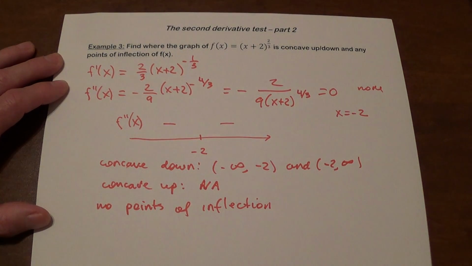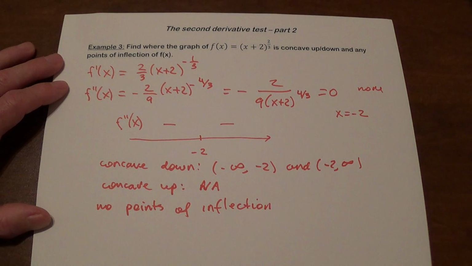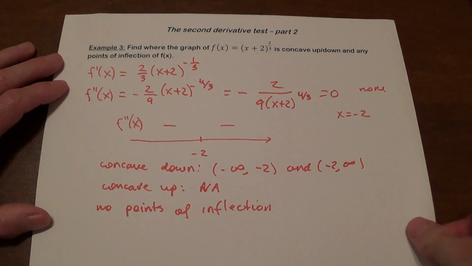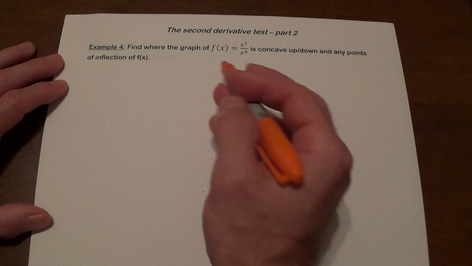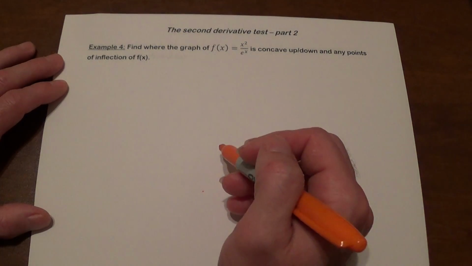Okay, again, just because the second derivative is 0 or undefined does not mean that you are automatically going to have a point of inflection at that point. Right. Next example, there's a function, same questions.